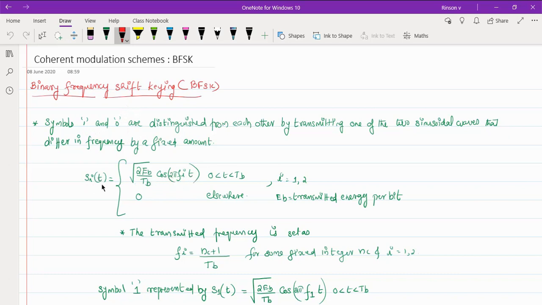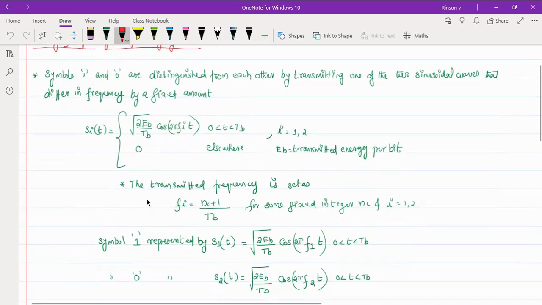So Si of t is represented by root 2 EB by TB cos 2 pi Fi t. As we have seen in the previous cases, the frequency is taken as this so that you have an integral number of cycles in the symbol duration. A symbol 1 is represented by S1 of t equals root 2 EB by TB cos 2 pi F1 t, with frequency F1, and this symbol 0 is represented by S2, where the frequency is changed to F2.